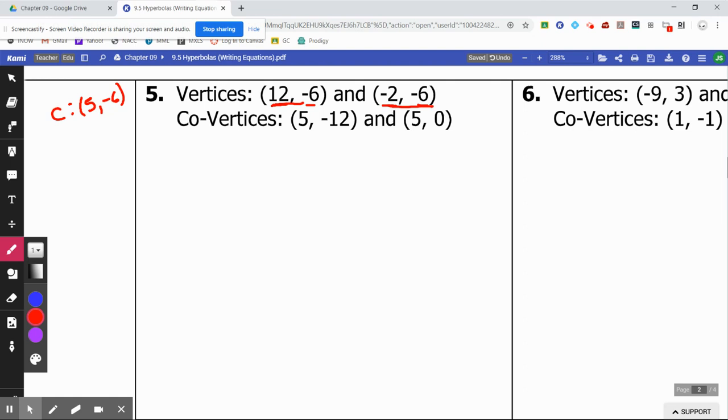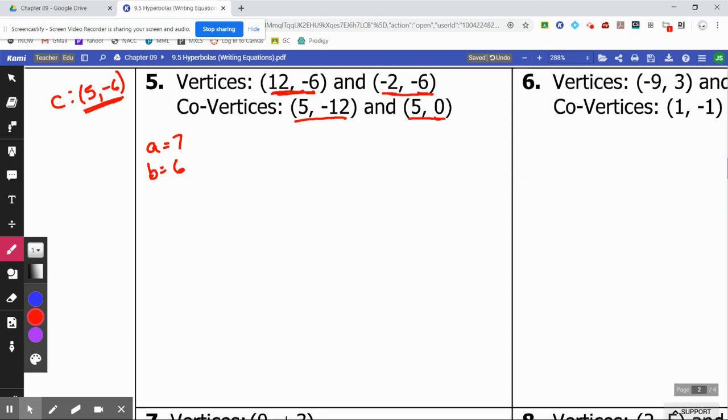Next up, let's find our a's and b's. Your a value is the distance from the center to a vertex, and that's going to be from 5 to 12. That's a distance of 7. Your b value is the distance from the center to a co-vertex, and you can use either one. The distance from negative 6 to 0 is going to be a distance of 6. So there you go.